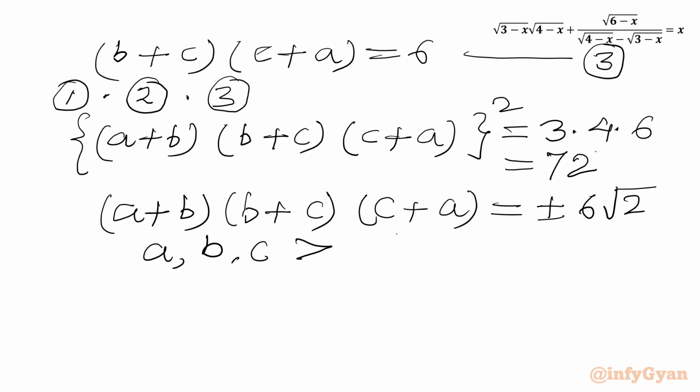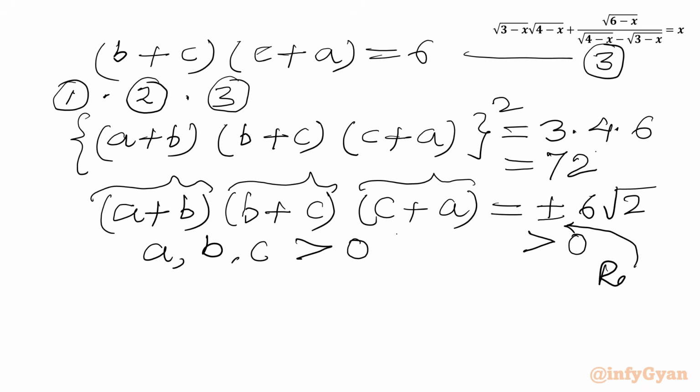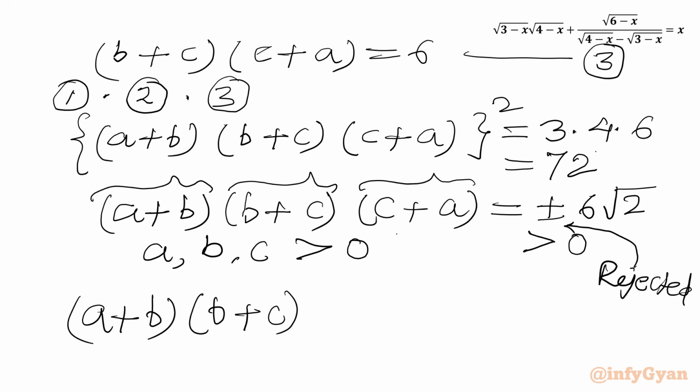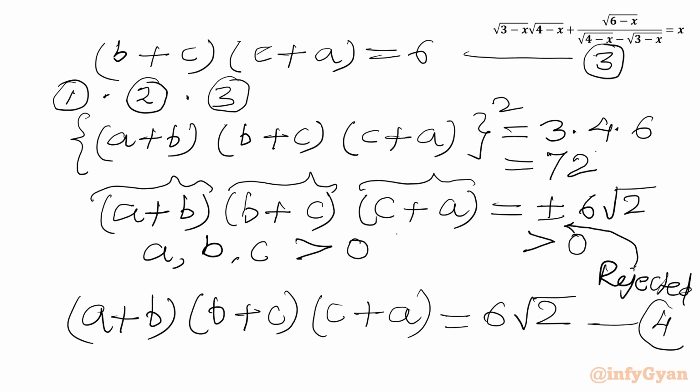Now we have conditions on a, b and c. All three numbers are positive. So this must be positive, this must be positive, this must be positive. The product of three positive numbers must be positive. So we will reject the minus sign from the right hand side. So we have (a plus b) times (b plus c) times (c plus a) equal to plus 6 square root 2. And this is equation 4.